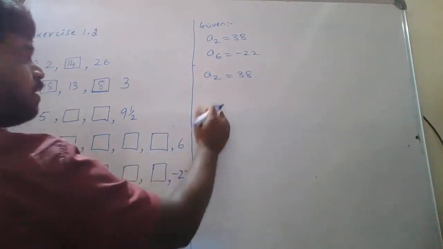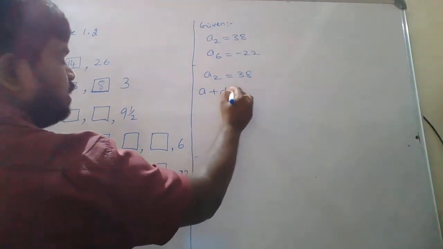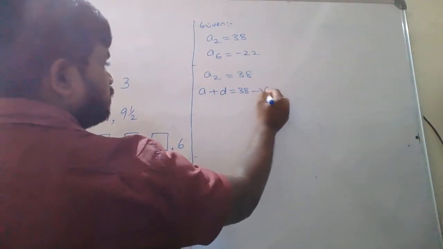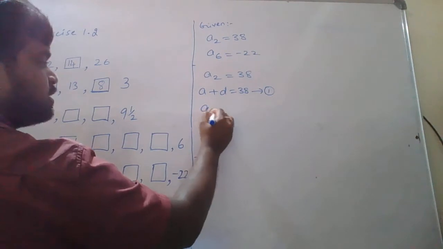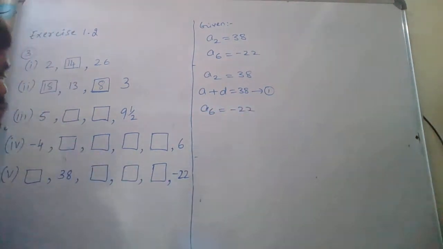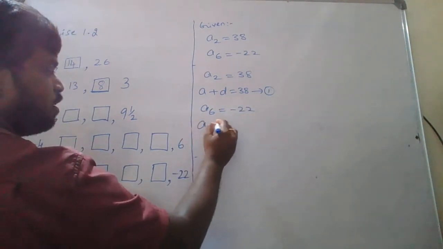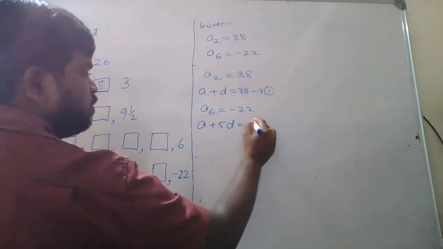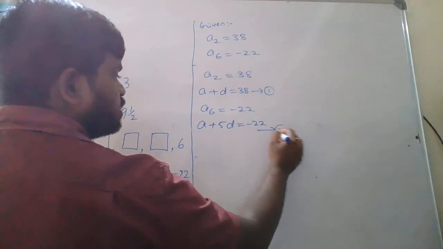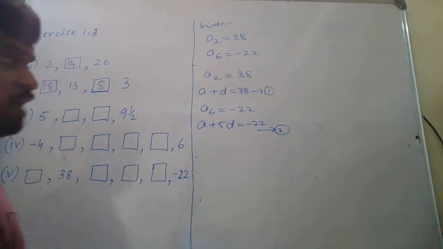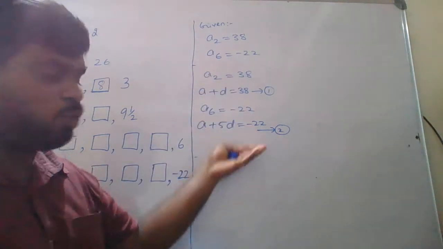The second term is 38. What is A2? A2 can be written as A plus D equals 38. Equation 1. The sixth term is minus 22. The sixth term can be written as A plus 5D equals minus 22. Equation 2. As I said, we don't know both A and D, so we have got two equations.